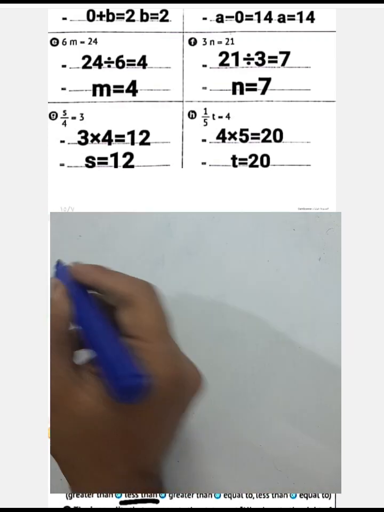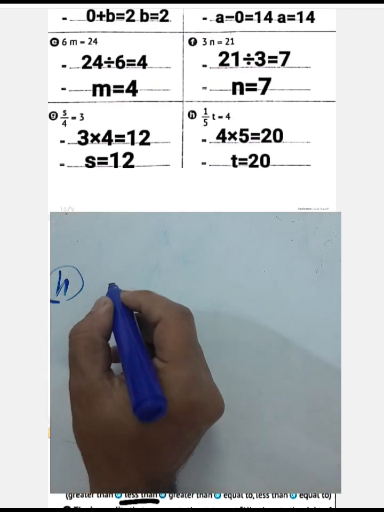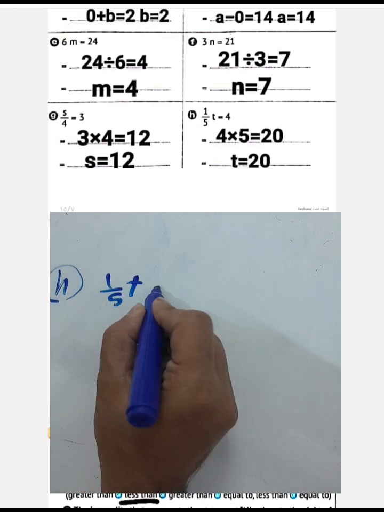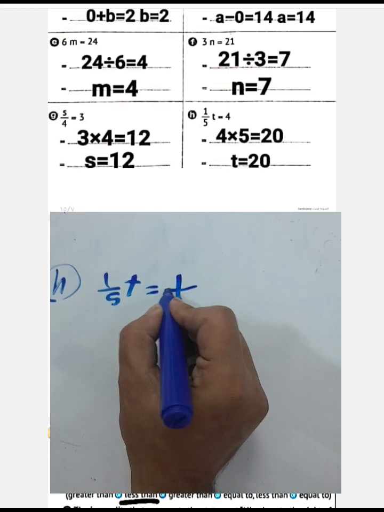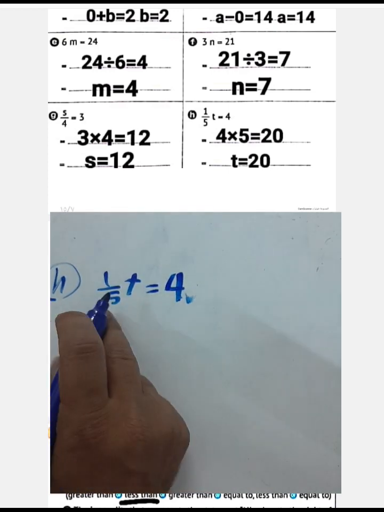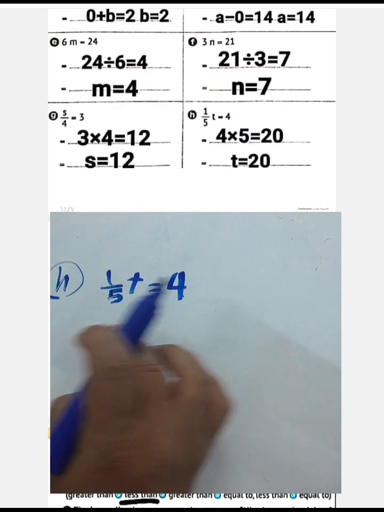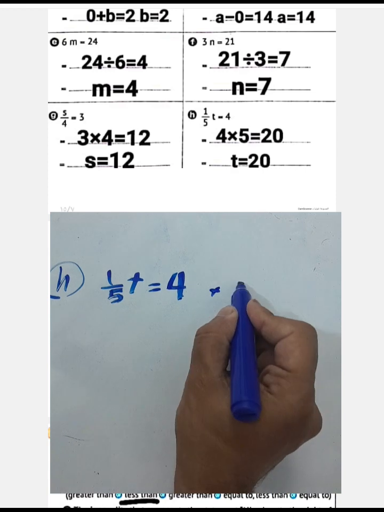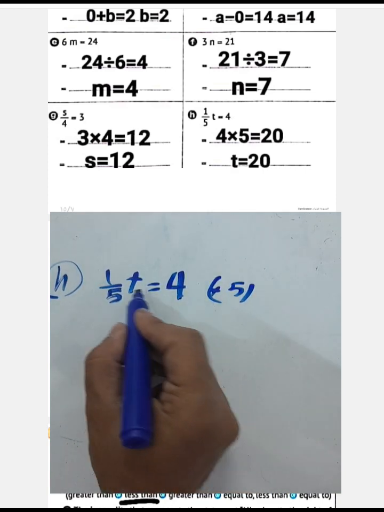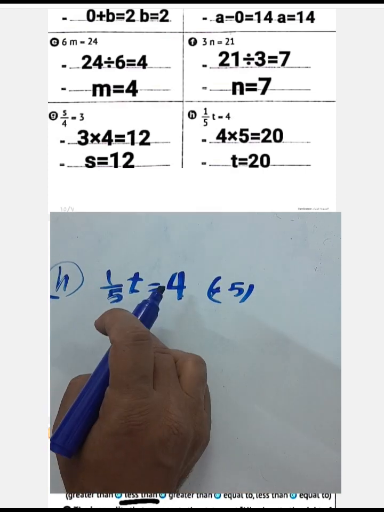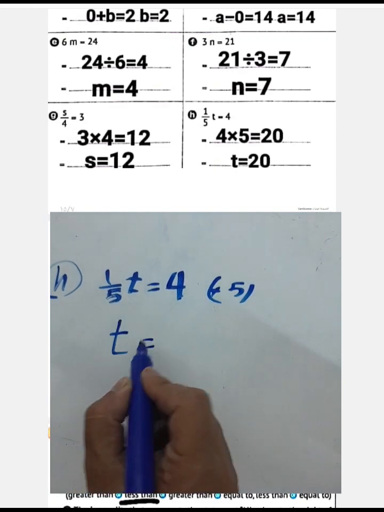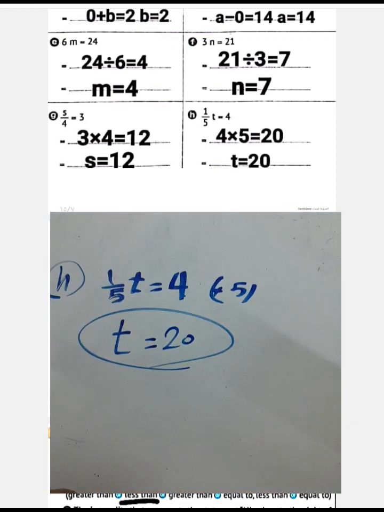Question letter H. 1 over 5 t equals 4. We can cancel the 5 in the denominator by multiplying by 5 on the left-hand side and right-hand side. 5 divided by 5 equals 1. 1 times t equals t, and 4 times 5 equals 20. The result will be 20. Okay, understood?